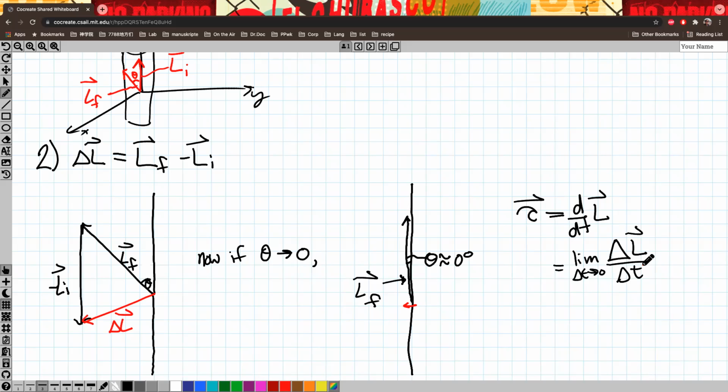As time approaches 0, then L would approach infinity, right? No, that's not how derivatives work. Because as delta t goes to 0, delta L goes to 0 too, so why would L go to infinity as time goes to 0? Yeah, you're right.